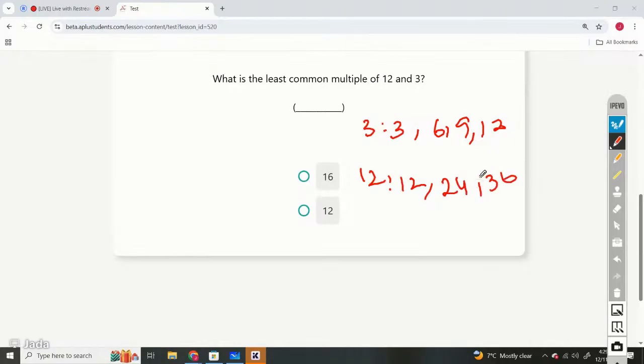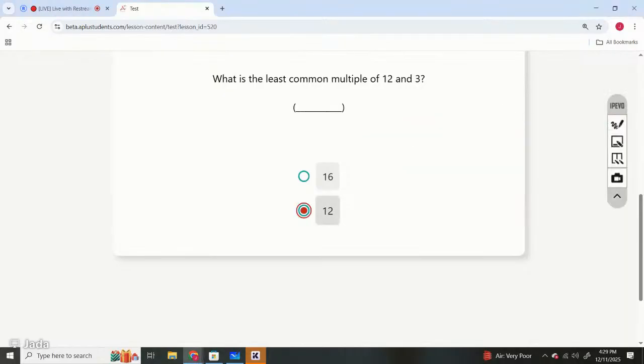So what is the least common multiple? The least common multiple is 12. Option number 2 is the correct option. That is 12.